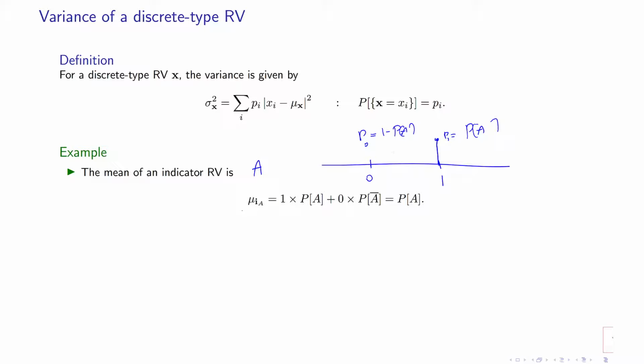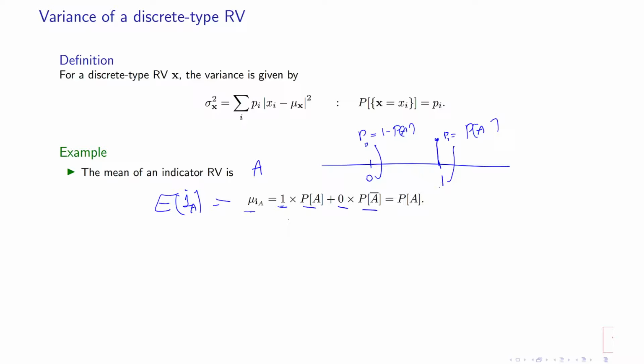Okay, so the mean is equal to the location times the probability. This location I multiply by this number, and I get the mean. So the expected value of the indicator random variable A is the location times probability, and then I add everything together. So this is the mean of A.